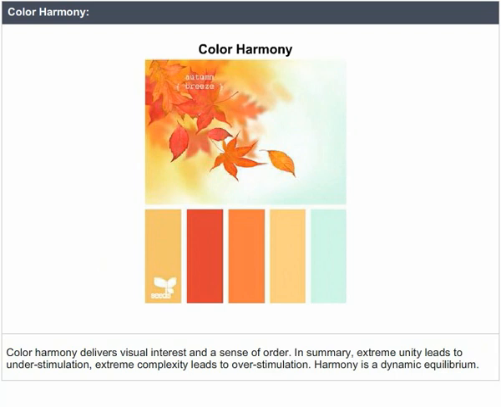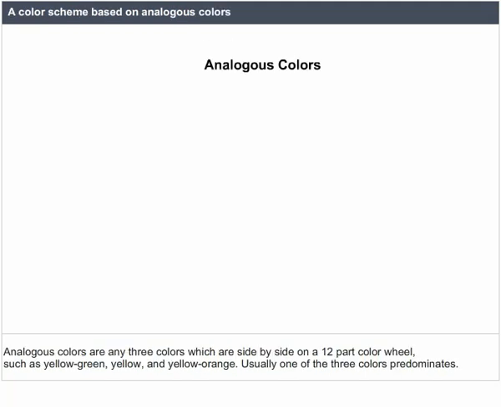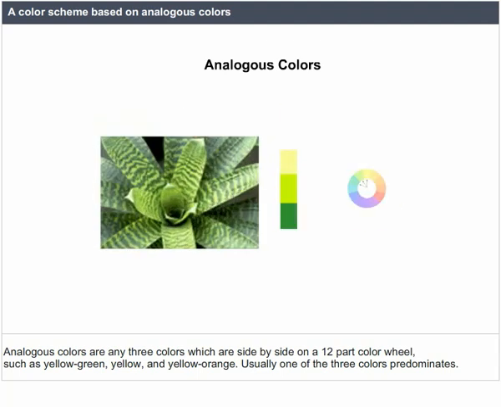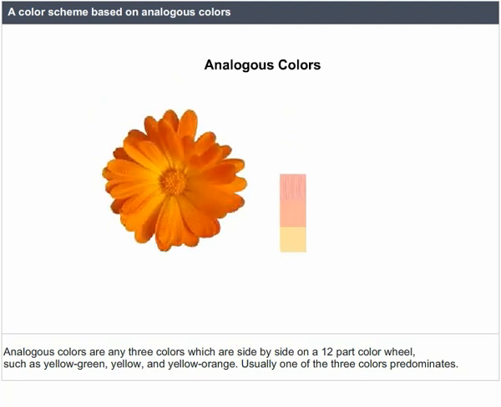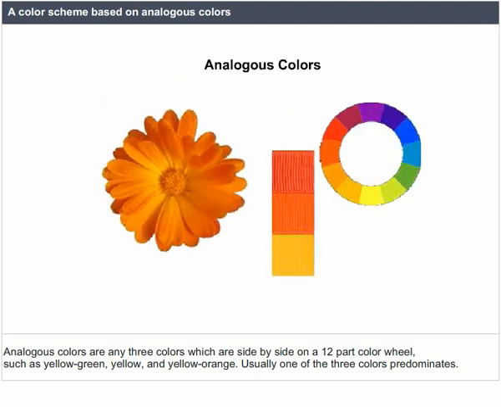In summary, extreme unity leads to understimulation. Extreme complexity leads to overstimulation. Harmony is a dynamic equilibrium. A color scheme based on analogous colors. Analogous colors are any three colors which are side by side on a 12-part color wheel, such as yellow-green, yellow, and yellow-orange. Usually one of the three colors predominates.